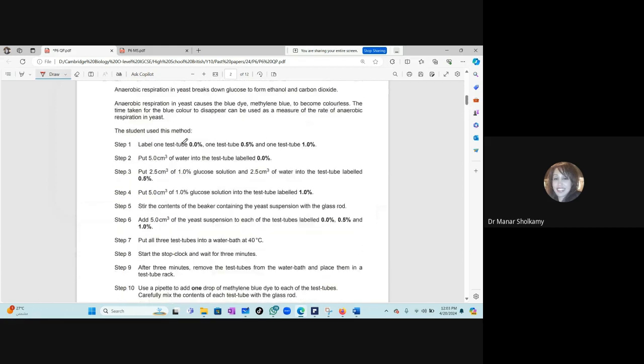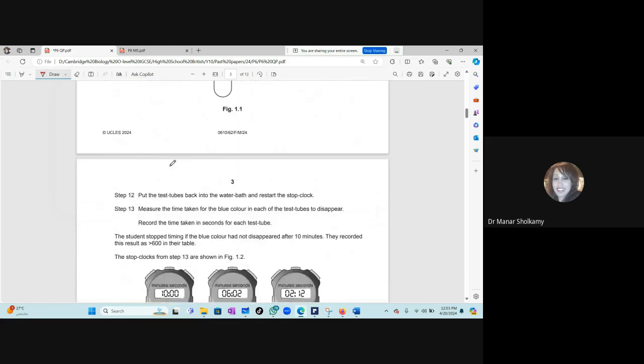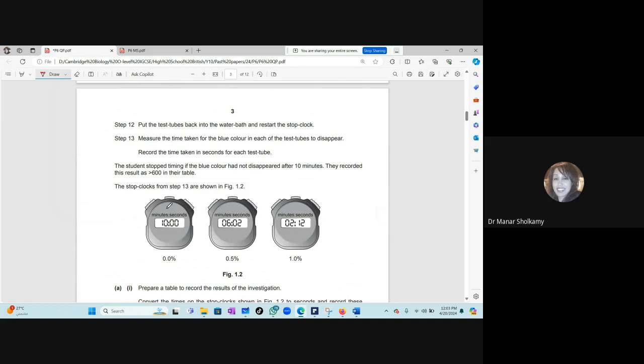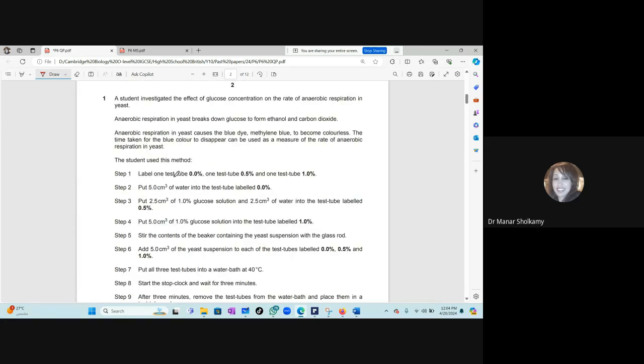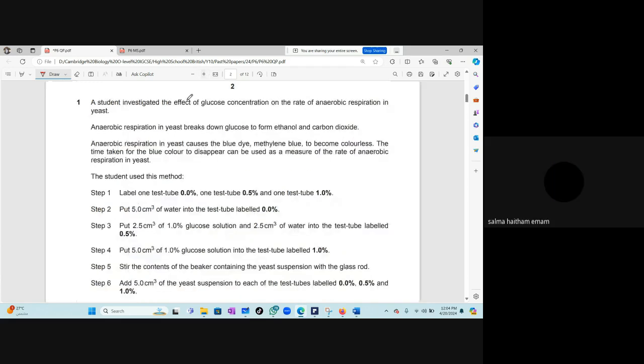Of course, you will read the question. I don't want to read it now because it will take a long time, but you will on the exam and you will decide for yourself what are the independent variables and what is the dependent variable. That's the first thing that you have to do. So the student investigated the effect of glucose concentration on the rate of anaerobic respiration. So from this first sentence, what is the independent variable? The effect of glucose concentration.